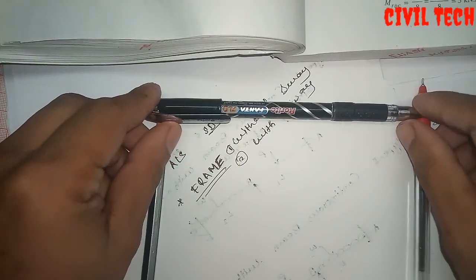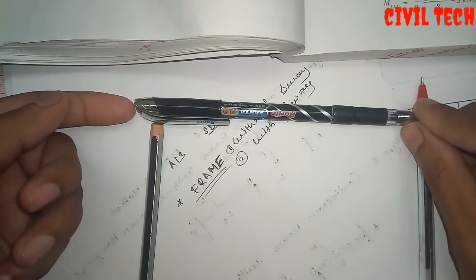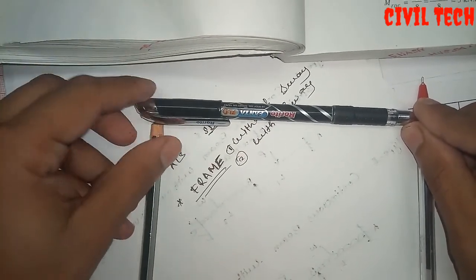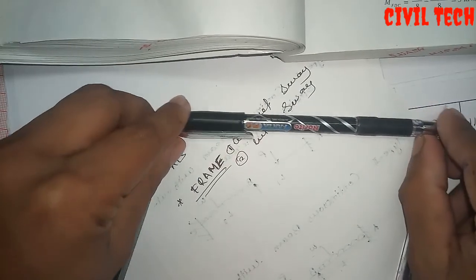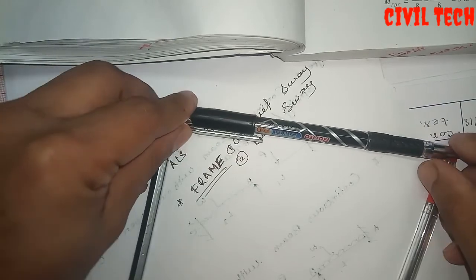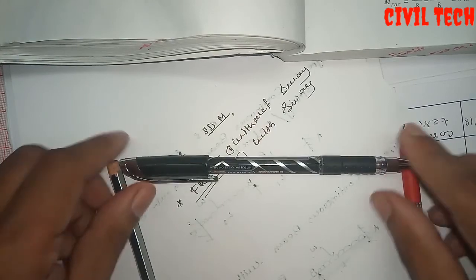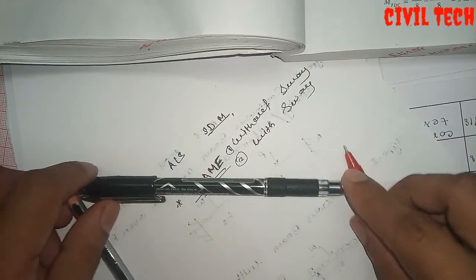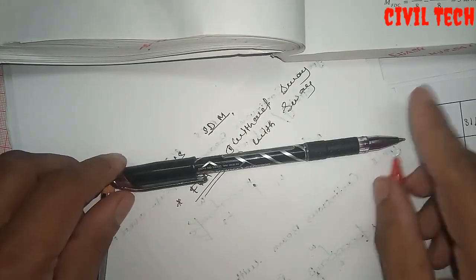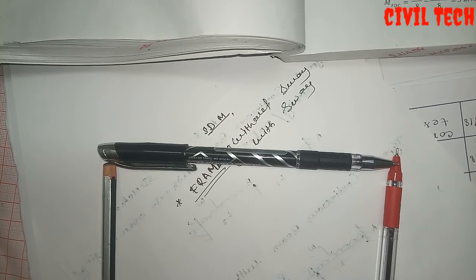Suppose this is our frame. Because of external load, suppose we are applying load here, the frame will deflect like this way, changing its position, or this side. This is called a sway frame. Sway means deflecting, changing position. And non-sway, without sway, means it will be as it is, no changes, even if external load is applied, because of the fixed support.